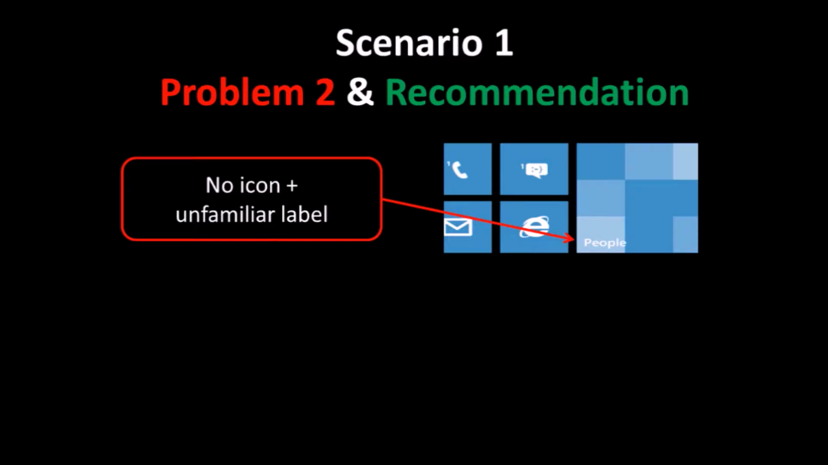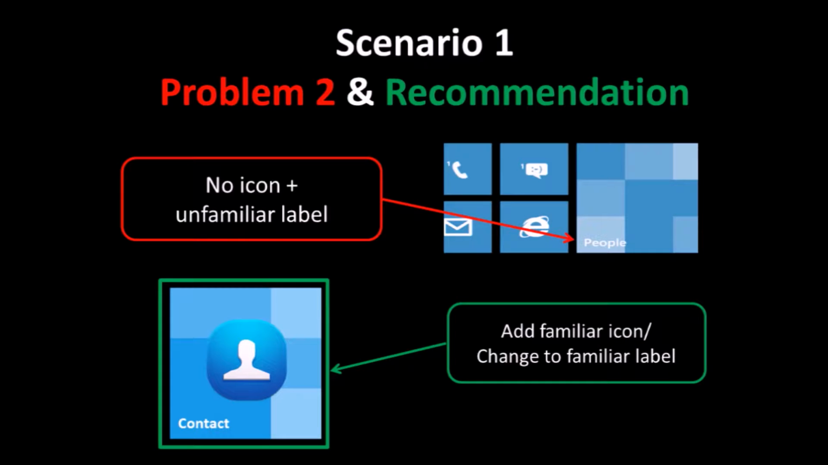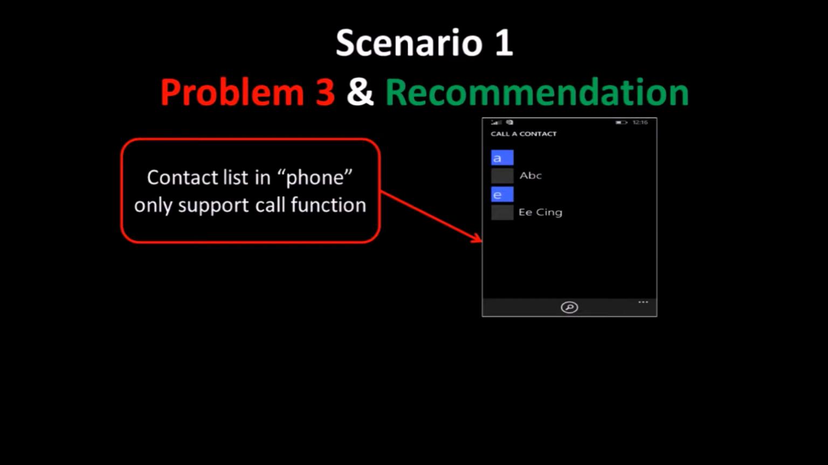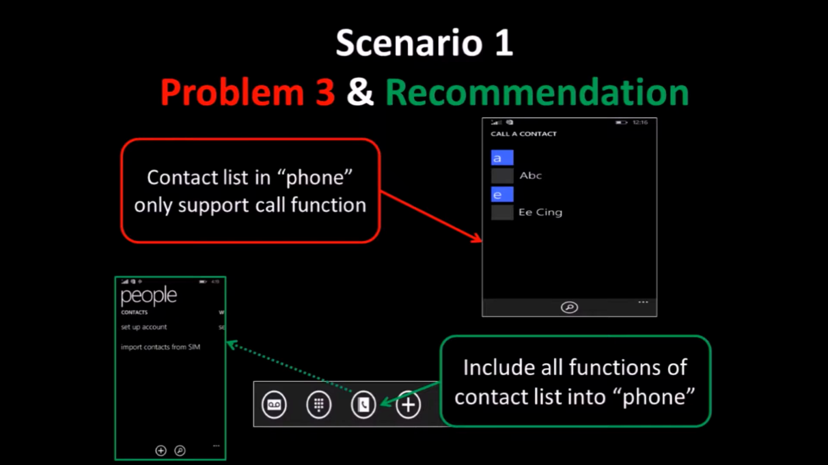Problem 2. Participants feedback that there is either no icon or the label of contact is unfamiliar to them. We recommend adding a familiar icon to the people function or changing the label to contact rather than people, which will help them recognize the function easily. Problem 3. Contact list in the full function only supports call function. Our suggestion was to include all functions of contact list into full function so that users are able to edit their contact directly from the full function.